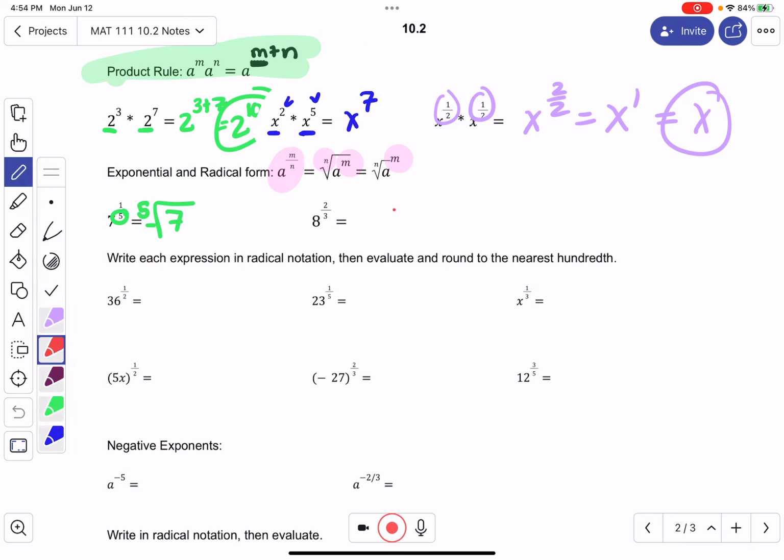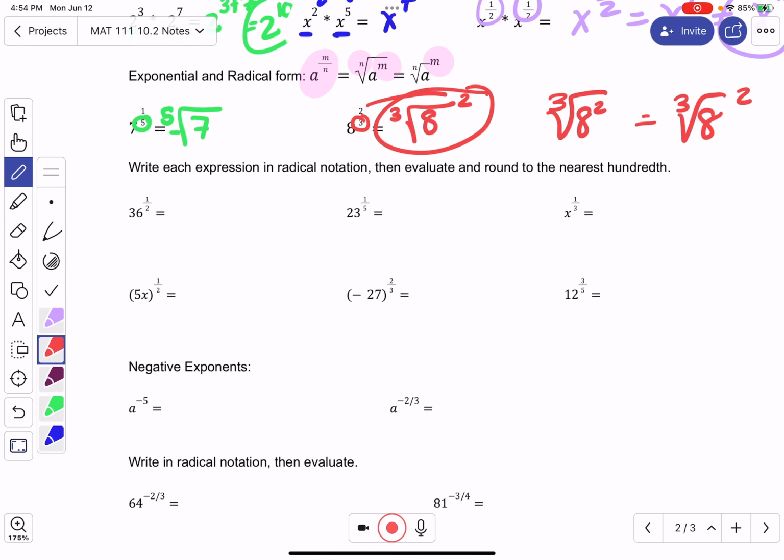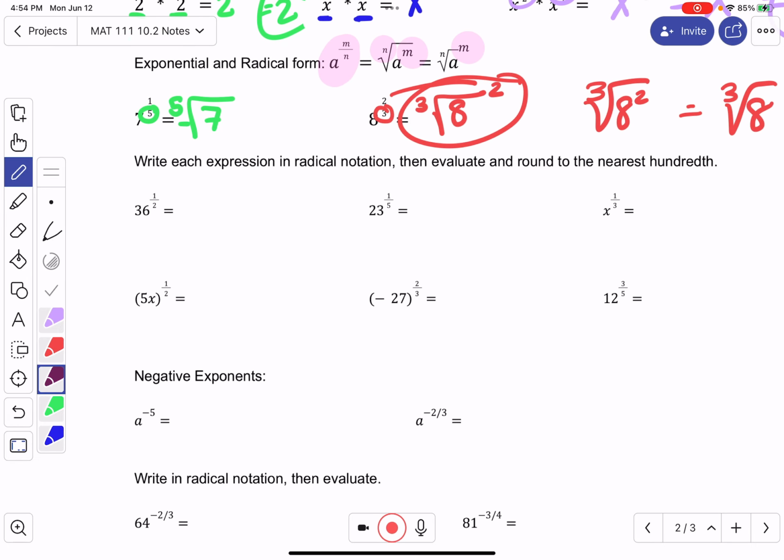Here, we're going to put 8 as our base. The denominator goes there, and 2, the exponent, goes right over there. So that's how you can rewrite it. And again, it doesn't matter if you have it on the inside or the outside of the radical, they get the same value. All right, this one, write each expression in radical notation, then evaluate.